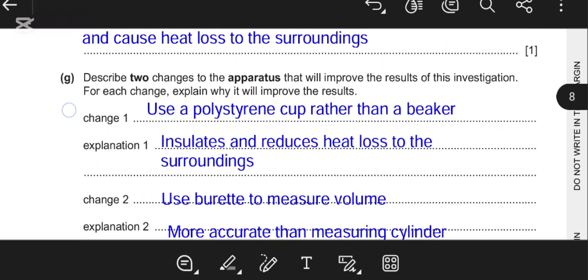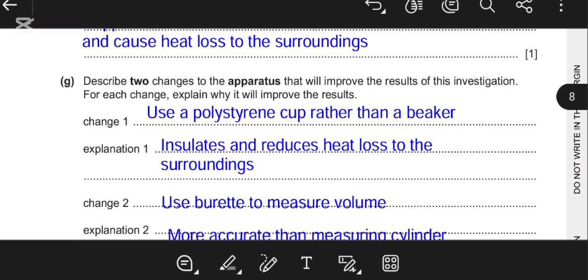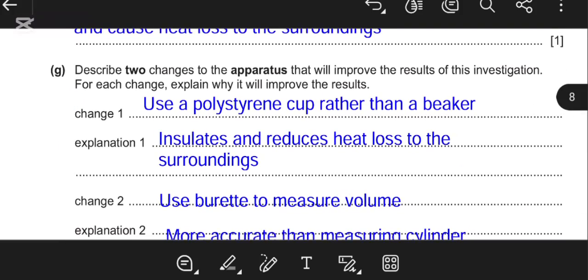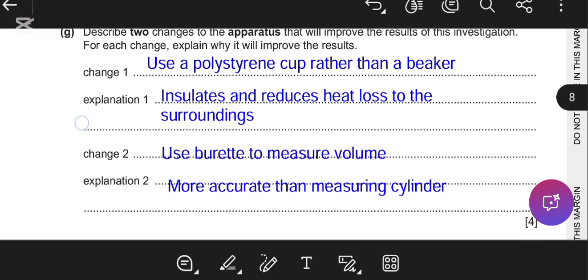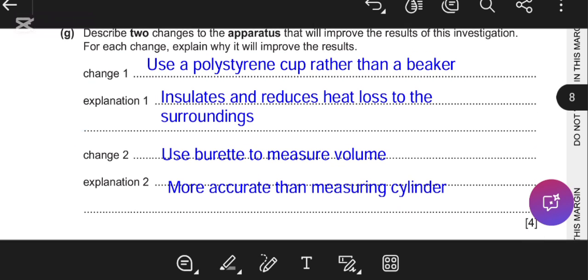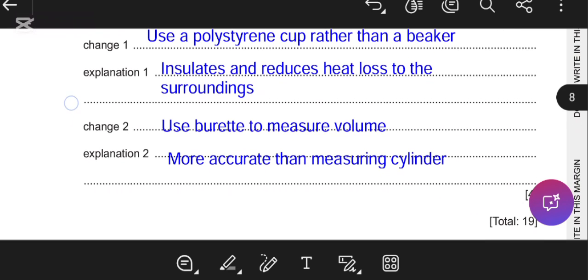Describe the changes to the apparatus that will improve the results of this investigation. For each change, explain why it will improve the results. So it is an explain, you need to write it in detail. Use a polystyrene cup rather than a beaker. The reason is that a polystyrene cup is an insulator and it reduces heat loss to the surroundings. This is very important. Always remember this because you can write this for any question related to temperature.